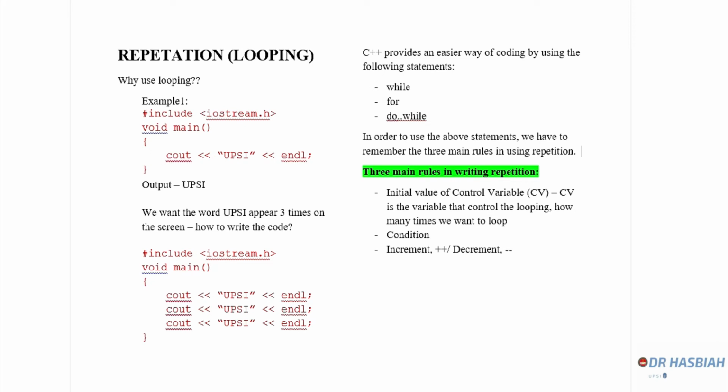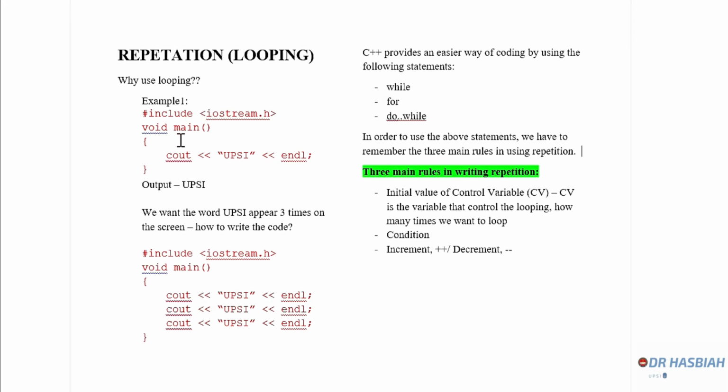In C++, we have several statements that you can use in order to solve your repetition problem in your programming. Before we go into detail about those statements, I want to show you an example first, and then we move to the statements that we have in repetition. For the first example, if you want to print the word oopsie only once on the screen, how are you going to code the program? This is the simple example.